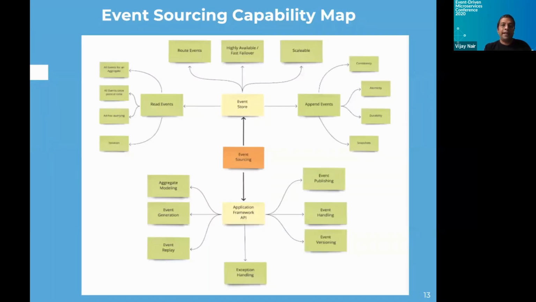The capability map shows you all the possible non-functional requirements, as you may call them, for rolling out an event sourcing infrastructure. And as you can see, it's not a very easy thing to do. Event sourcing is complex. Of course, it comes with extremely high benefits, but it is complex to build out on your own. Generally, you're better off using a platform which provides you these capabilities.